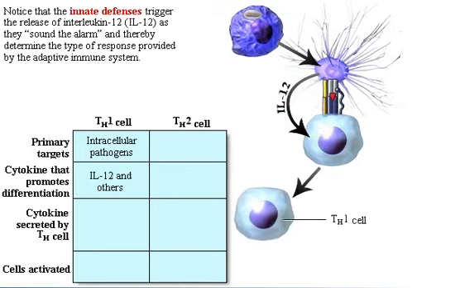Notice that the innate defenses trigger the release of interleukin-12 as they sound the alarm, and thereby determine the type of response provided by the adaptive immune system. Click the Th1 cell to see how it helps.